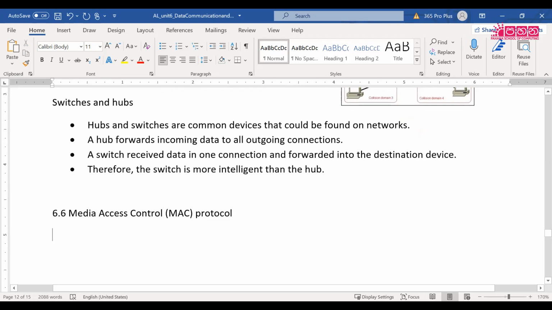Right. Now, before we talk about this media access control protocol, we would like to discuss the local area network, right? Now, let's start looking at a subtopic. Let's look at what is a local area network.